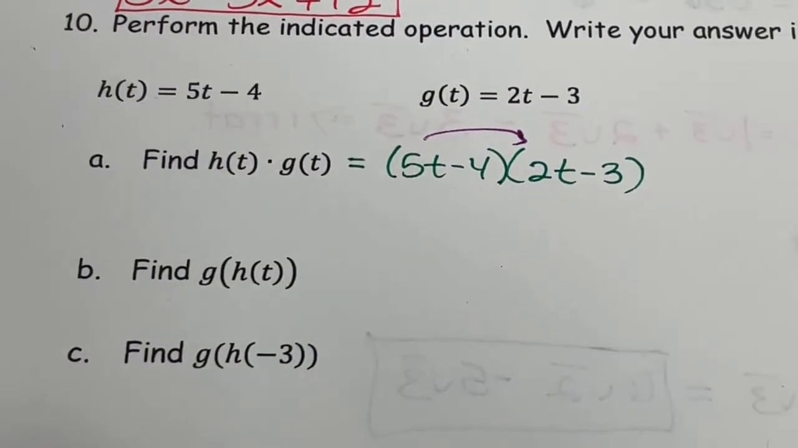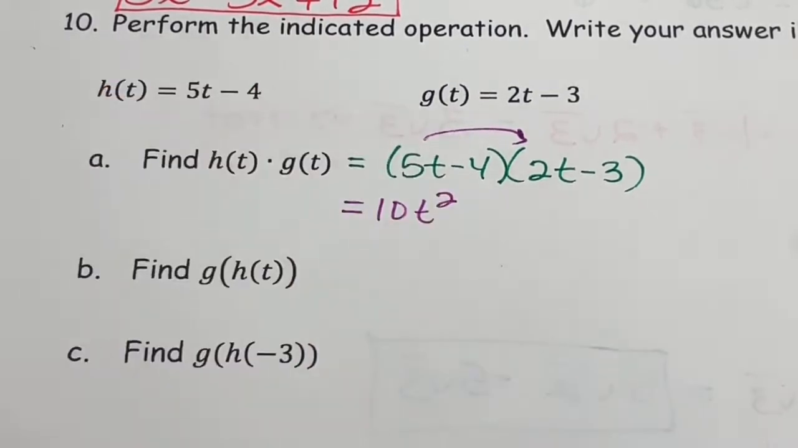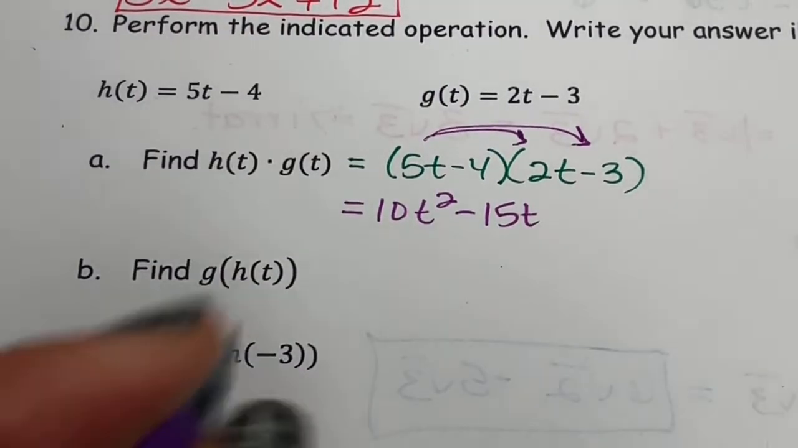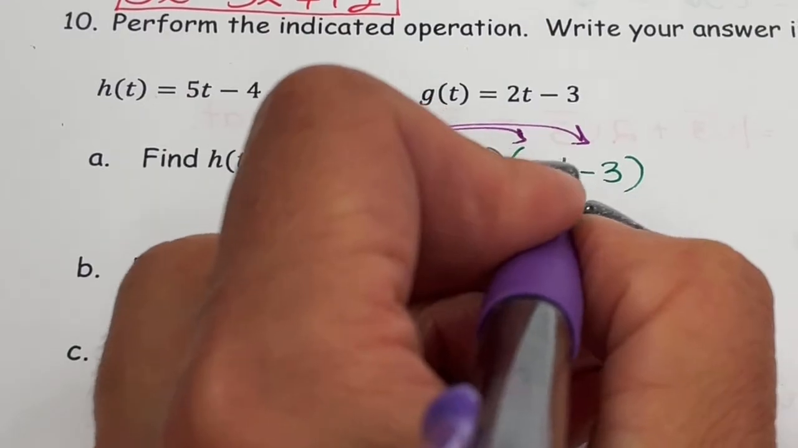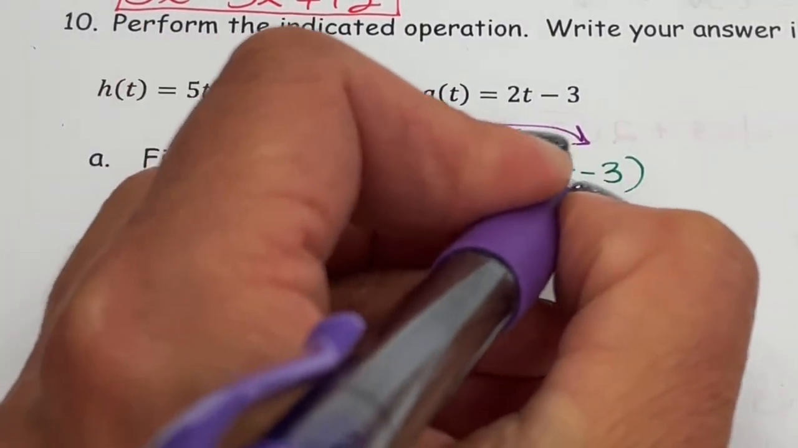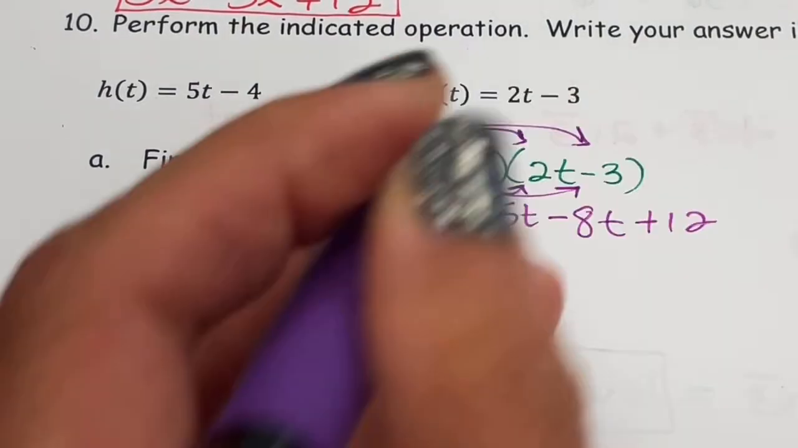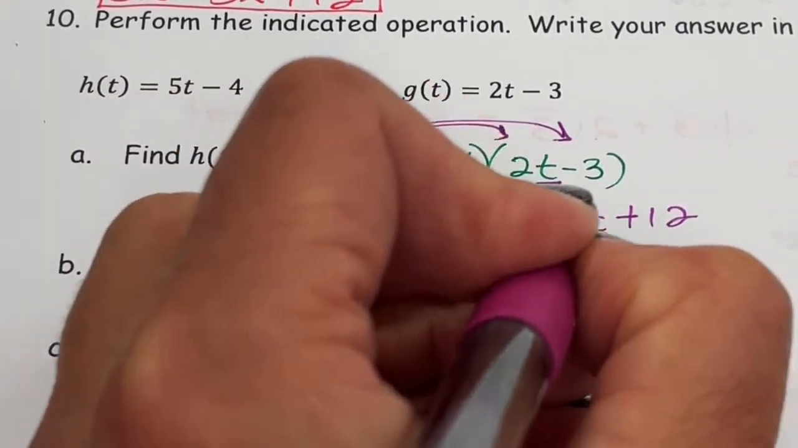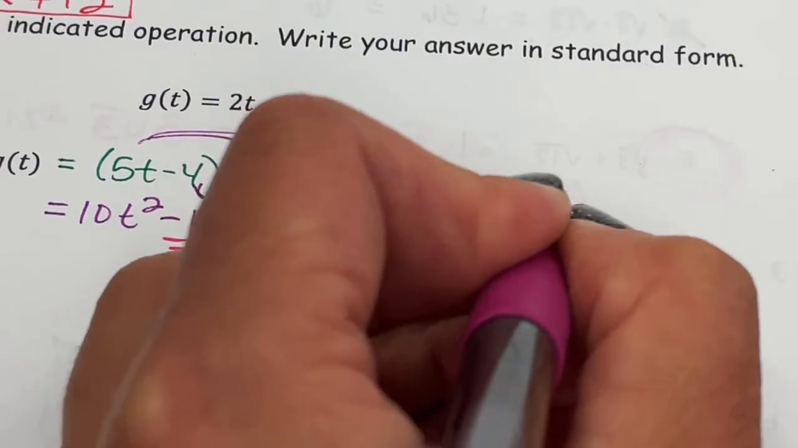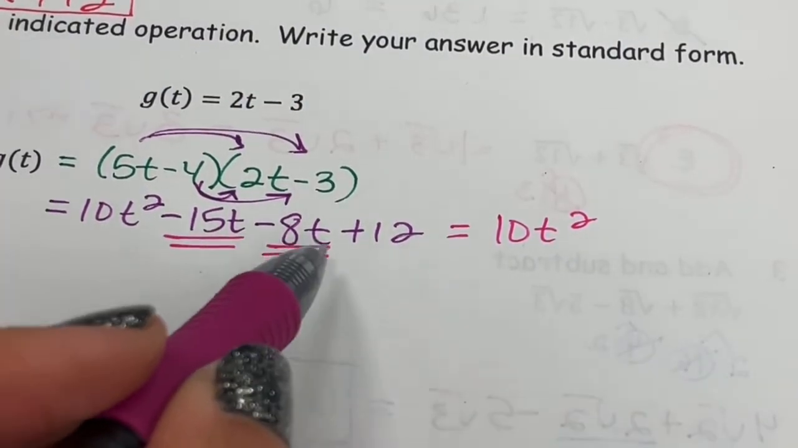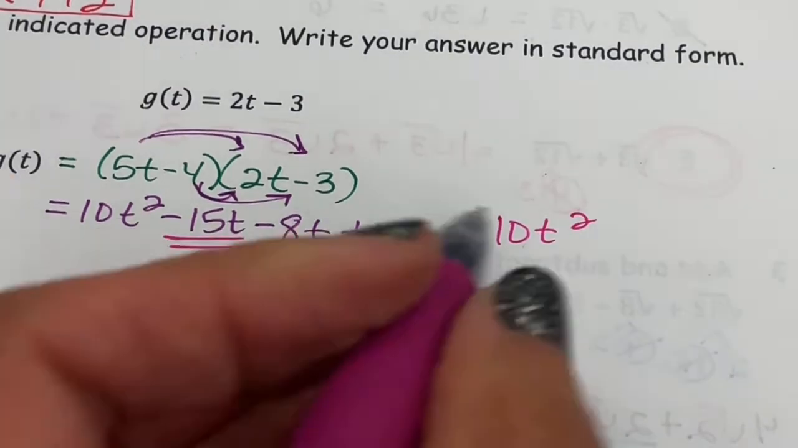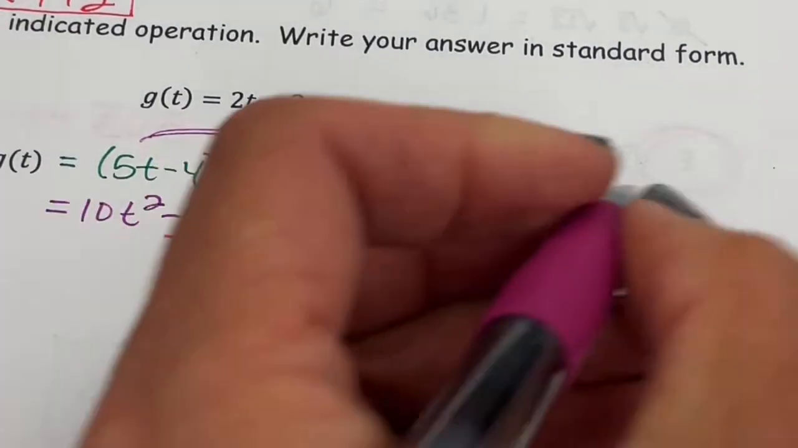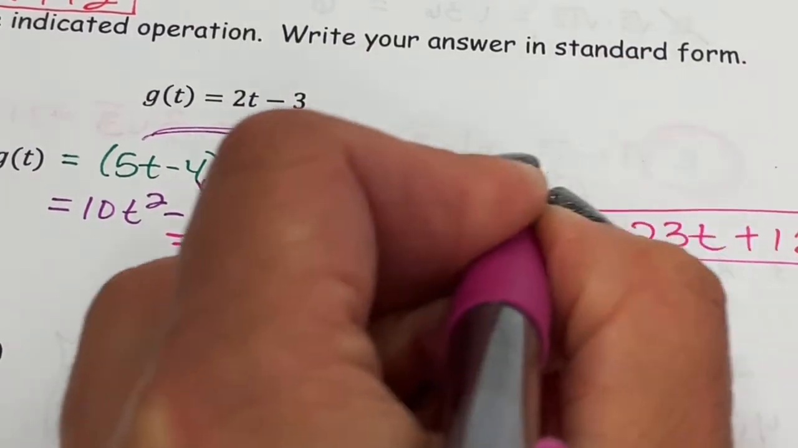So 5t times 2t is 10t squared. 5t times negative 3 is a negative 15t. Negative 4 times 2t is a negative 8t. Negative 4 times negative 3 is a positive 12. All right, and then we can combine like terms. I only see like terms with the t's there. So we'll have a 10t squared. Negative 15t minus 8t, let's see, that's what, negative 23? Because they're both negative, you add them and keep the negative. Yeah, negative 23, and then plus 12. And then that's the answer.